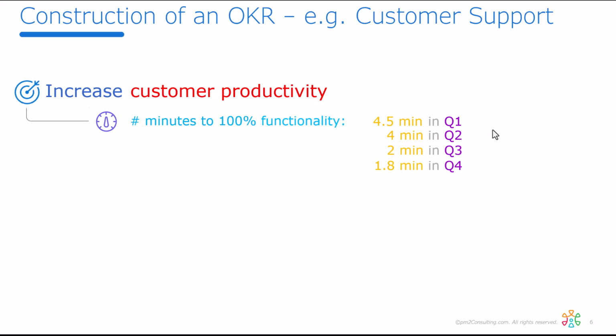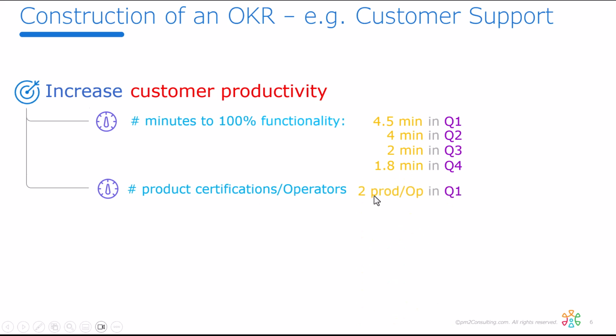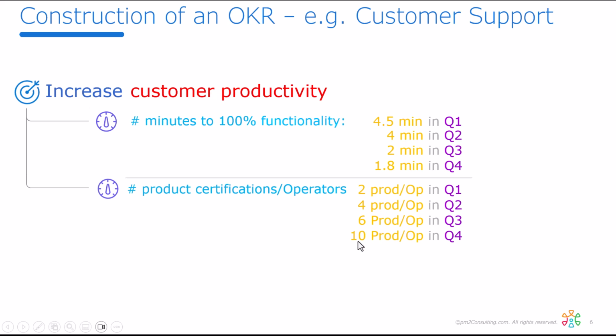In this case, we have a second key result, and we're going to measure the number of product certifications per operator. So we're going to go to HR and ask them to teach our operators about our different products. And again, our target is to have everyone trained and certified in 2 products in Q1, 4 in Q2, 6 in Q3, and all 10 by the end of Q4. So those are key results.